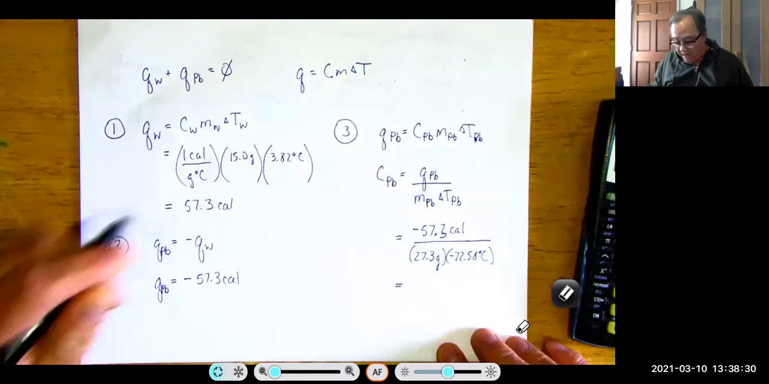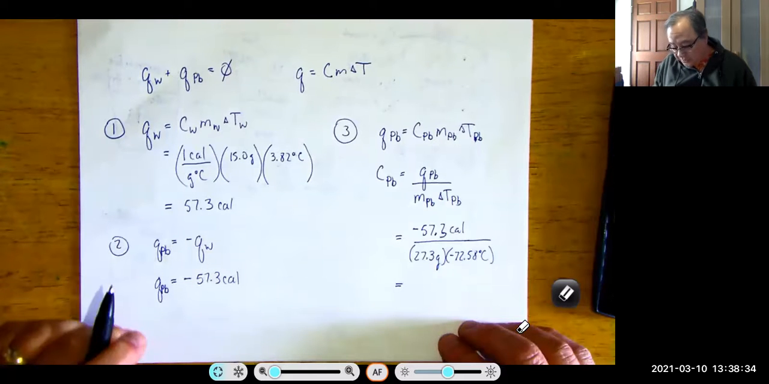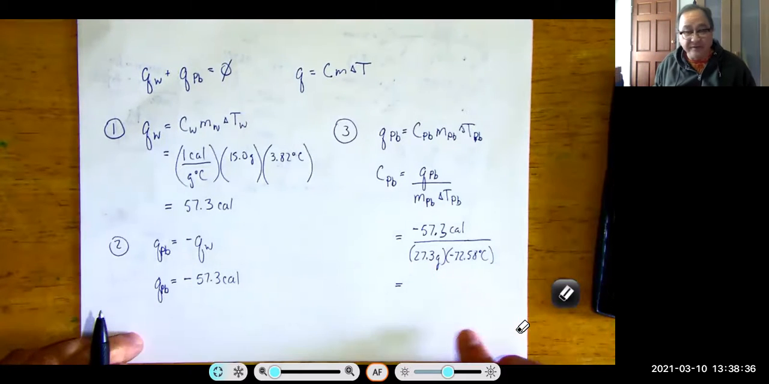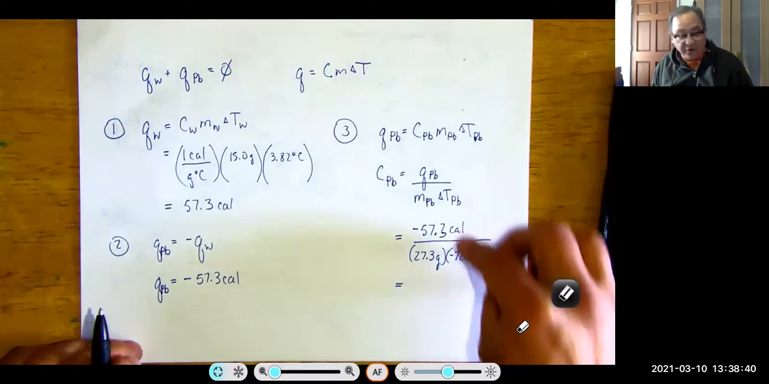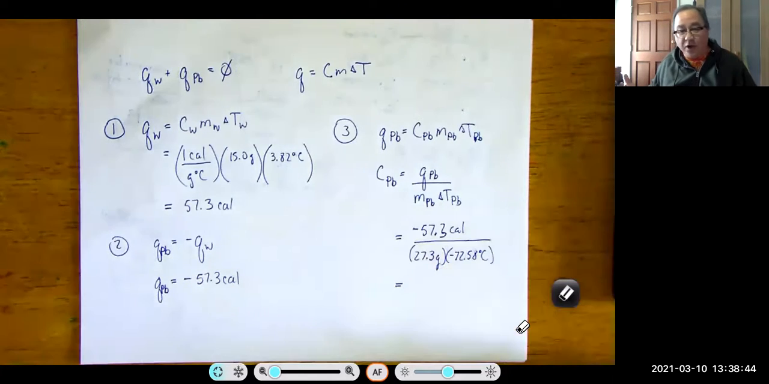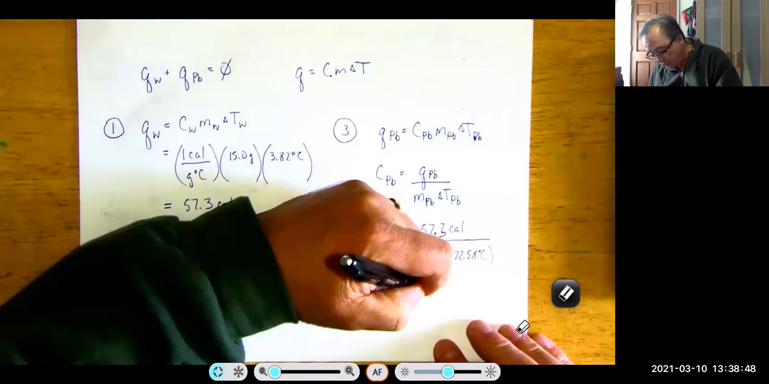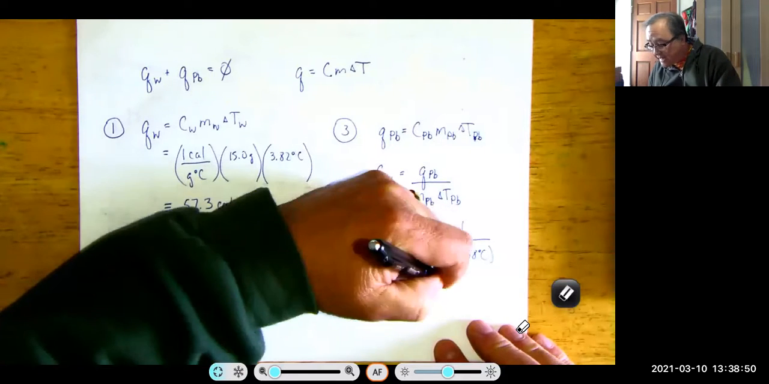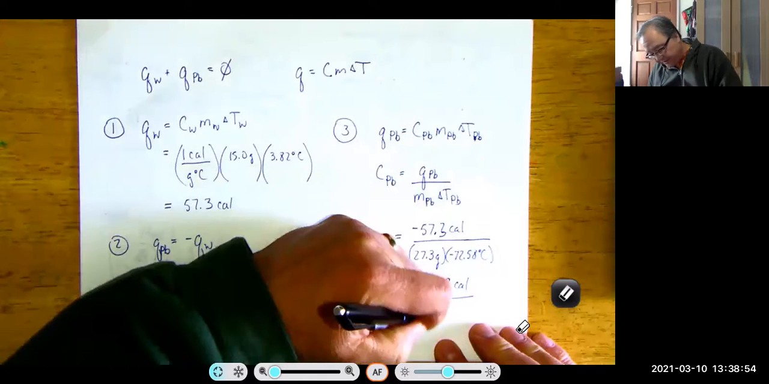And let's see, what kind of answer should we get? How many times does 27 go into 57? Twice. What's 2 over 75? It's the same as 1 over 35, which is 0.03. So I get 0.0289 calories per gram degree Celsius.